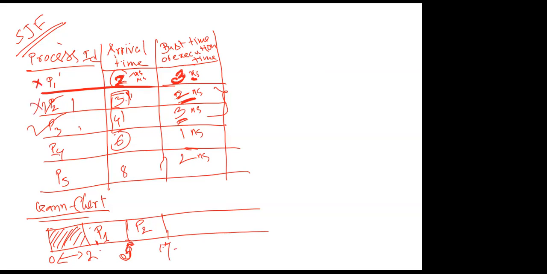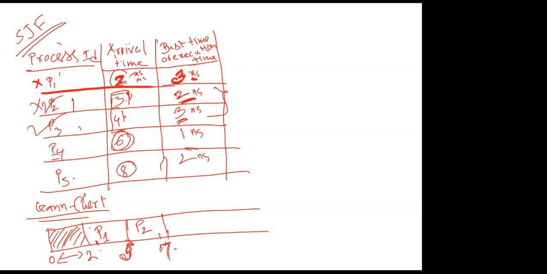Now the clock time is 7. P4 is inside the RAM, since it comes at time unit 6. It means that around this time it comes inside the RAM, and process P5 will arrive at time unit 8.